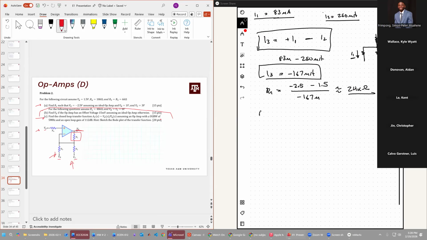So let's go on to part B. We want to find Vx, and for the remaining parts of the problems, we're going to assume R1 is 48 kilo ohms, and VB and VC are equal to 0. That should make our life a little easier. We're just going to ground those two inputs. So Vx is in question if the op amp has an offset voltage of 15 millivolts, but we're assuming an ideal op amp otherwise.